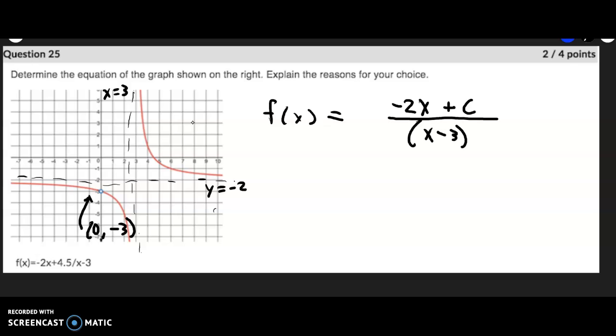So you always do your constant in the numerator. You could do it in the denominator, but it's easier if you do it in the numerator. And you can't have it on the outside like the way we did it earlier, because then it messes up the asymptotes. So let's solve for it now.